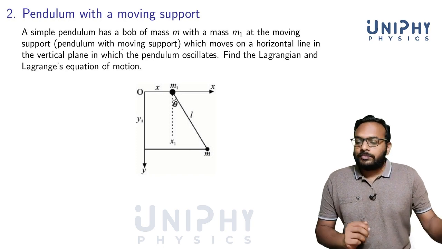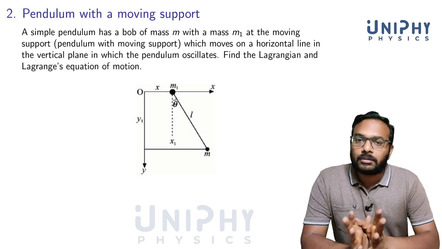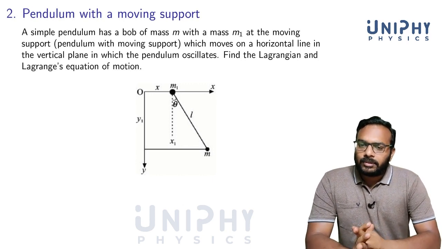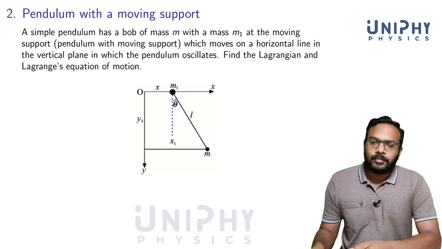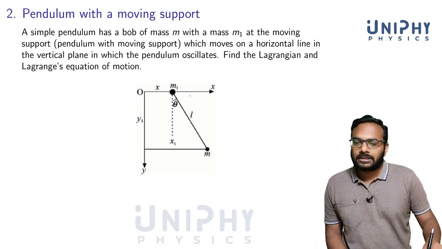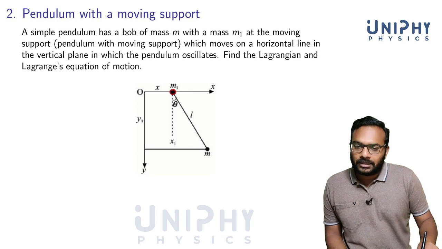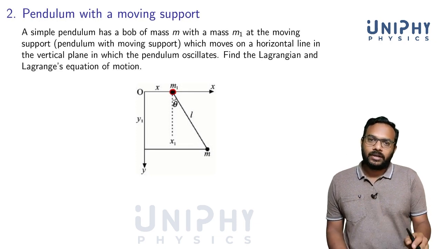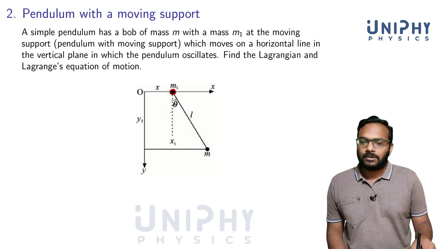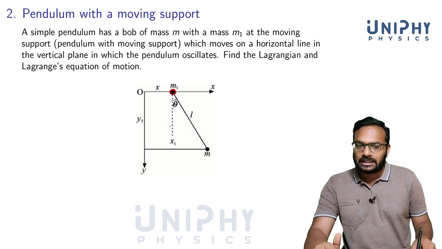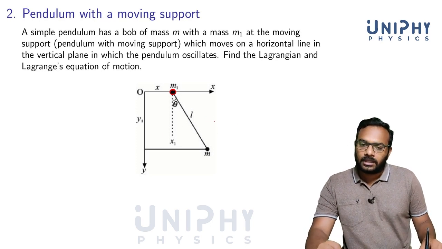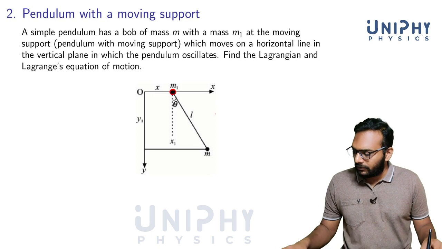Now, here's the next problem. It's a pendulum with a moving support. So the problem is given like this. A simple pendulum has a bob of mass m with a mass m1 at the moving support. So there's the support here, the pendulum support here, it's allowed to move along the x-axis. So it moves on a horizontal line in the vertical plane in which the pendulum oscillates. Find the Lagrangian and the Lagrange's equations of motion. Now how do we do this? We have to be careful here.